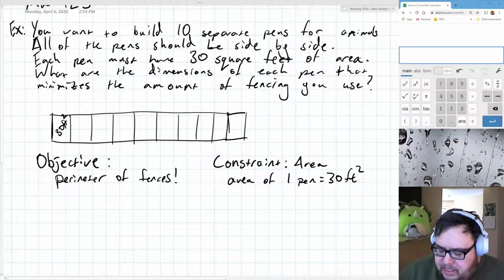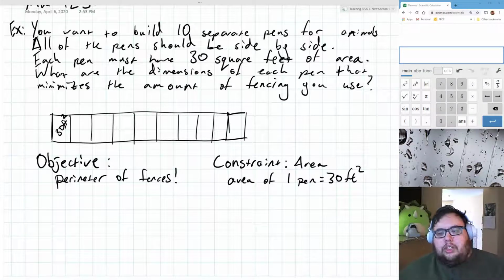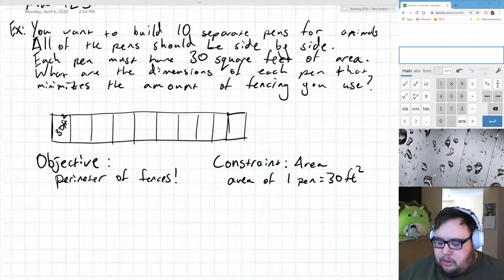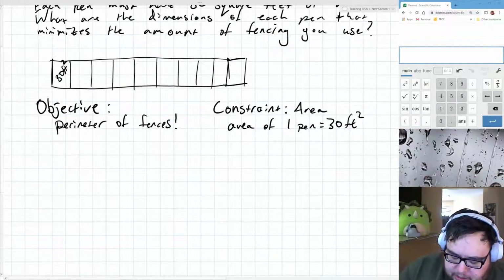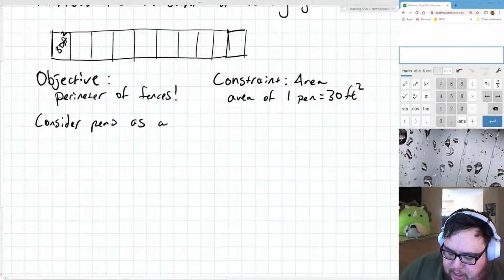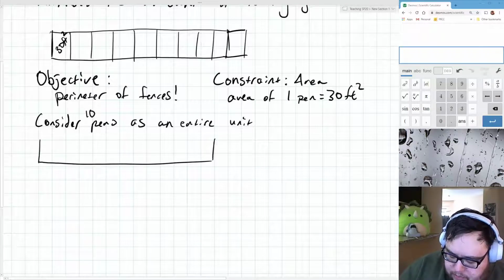The thing about this problem is that there's actually really two very reasonable ways to set this up. One is to consider all 10 pens as one large unit, right? Or we can consider them all independently and individually, okay? So if we want to consider the pens as an entire unit, so we're considering all 10 pens as an entire unit, then we'll take our image here.